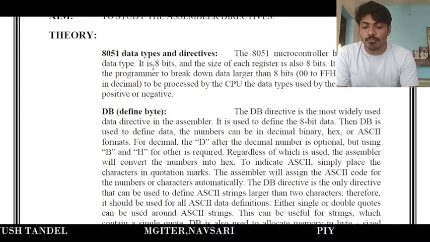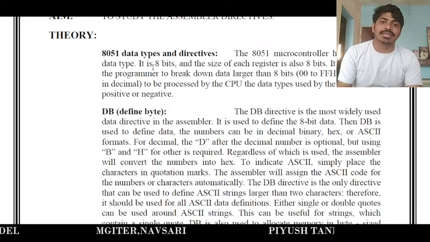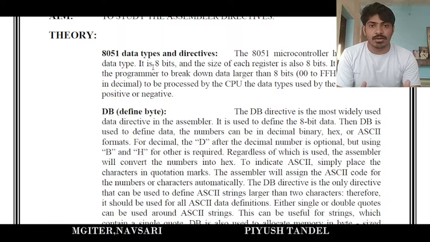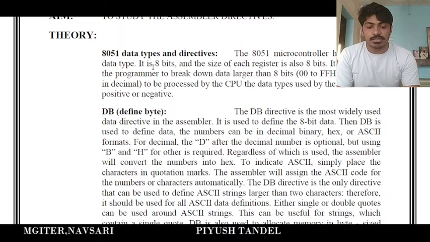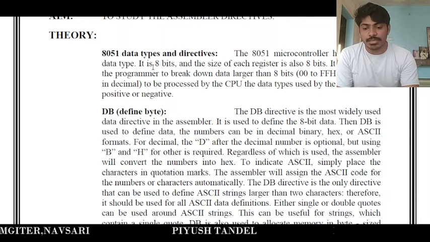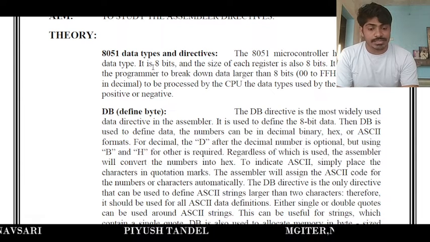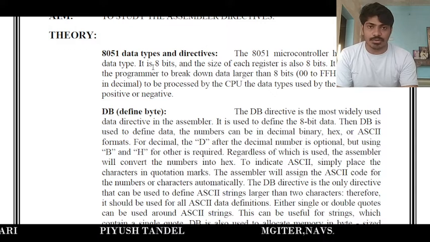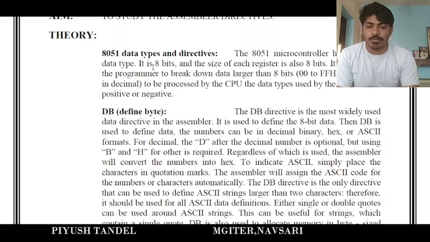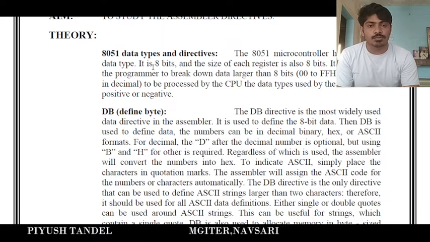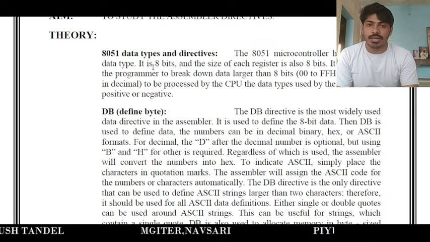So we have only 8 bits of storage, right? So it is the job of the programmer to break down a larger number, that is, more than 8 bits. If one data is larger than 8 bits, the programmer needs to break it down and write it in such a way as to store that data into 8 bits. So we can say from 00 to FFH, or from 0 to 255 in decimal. If we talk in hexa, then 00 to FF in hexa. And if we talk about decimal, अगर हम डेसिमल में बात कर रहे हैं तो 0 to 255, right?